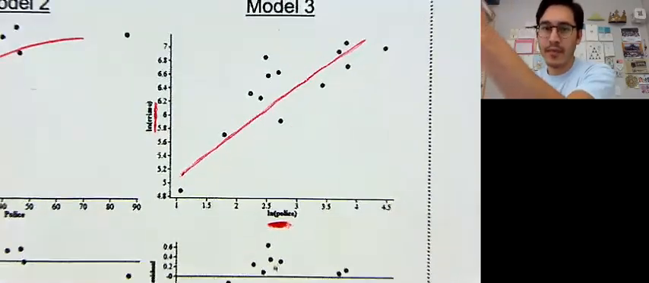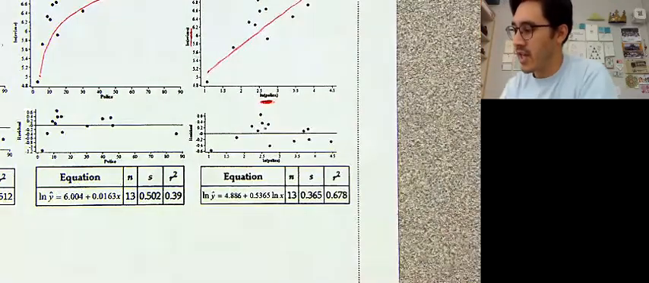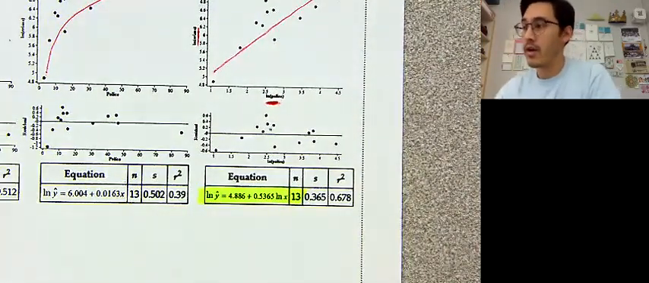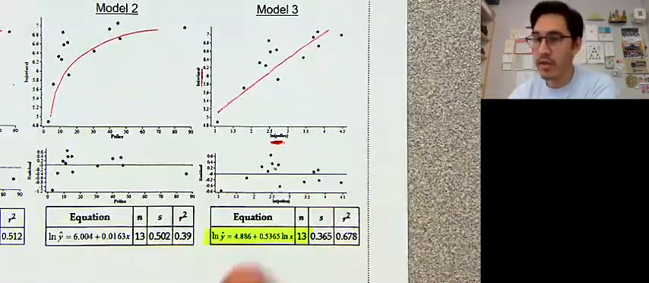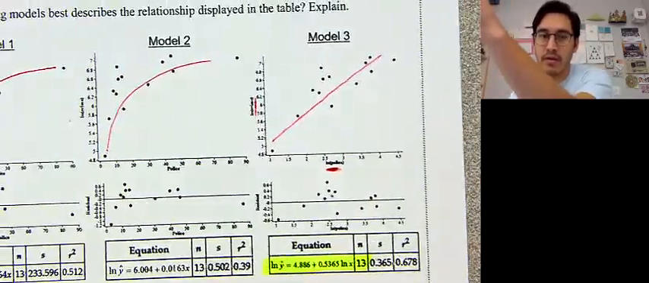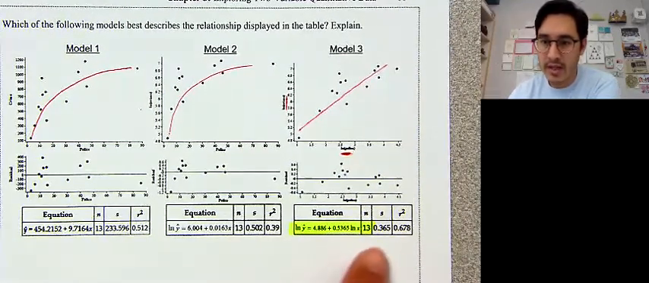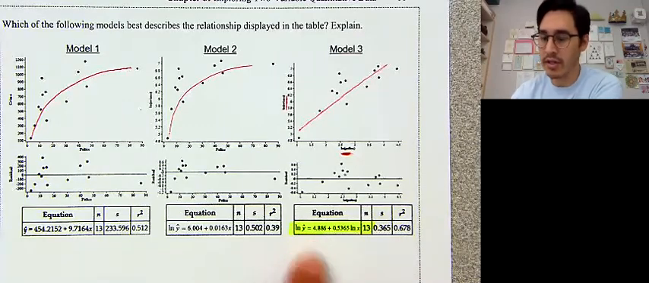So what I'd like to do is take this equation from model 3 and use it to make a prediction. I'd want to use this model because it is the best of the 3 models. It's the most linear of the 3 and it has the highest R-squared. So this should be the model that we use to make predictions.